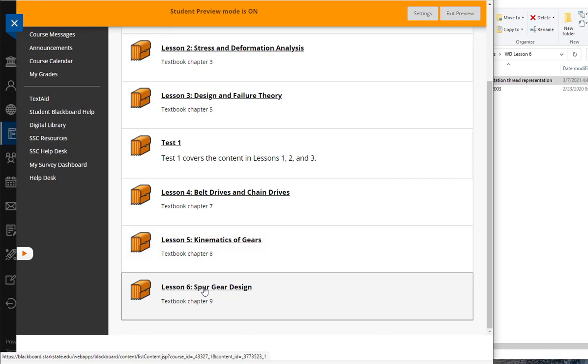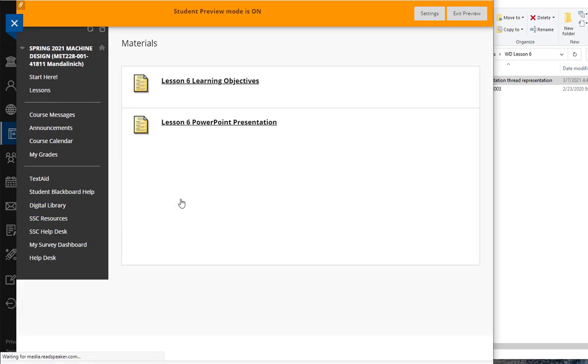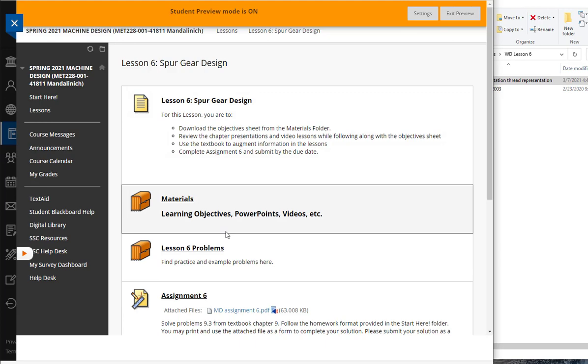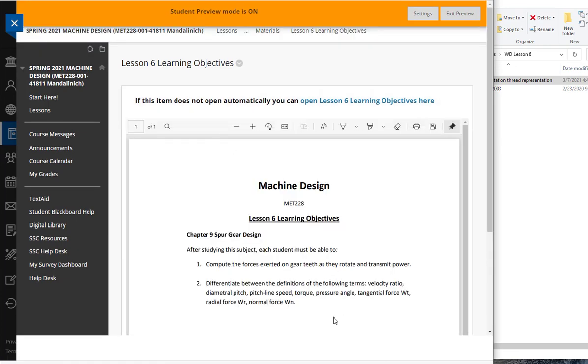Lesson 6 is a relatively short lesson. Here are your instructions. We have just the learning objectives and the PowerPoint presentation under the materials. Let me show you the learning objectives. Compute the forces exerted on gear teeth as they rotate and transmit power, and differentiate between the definitions of the following terms: velocity ratio, diametral pitch, pitch line speed, torque, and pressure angle. We've talked about those before, but we're going to be adding on tangential force, WT, radial force, WR, and normal force, WN. So it's a relatively short lesson.